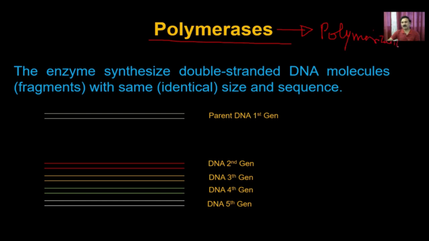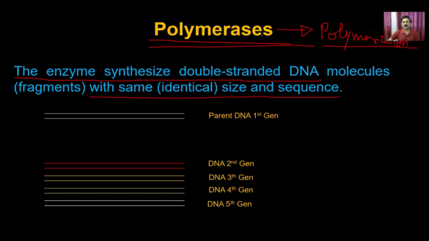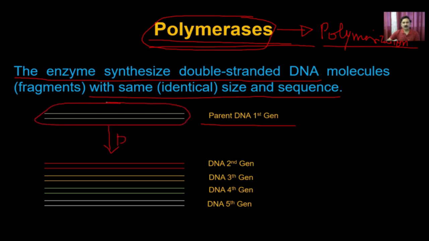So in this case, the polymerase is actually polymerizing the nucleotides, and the enzyme, the polymerase, synthesizes double-stranded DNA molecules with the same size and sequence, which means the polymerases are used to synthesize the genomic DNA or the DNA in general. So you can imagine that you have the parent DNA, and if you put in the DNA polymerase, it is going to make another copy of this particular parent DNA, and that's how it is going to generate the DNA for the second generation, the third generation, the fourth generation, and the fifth generation.